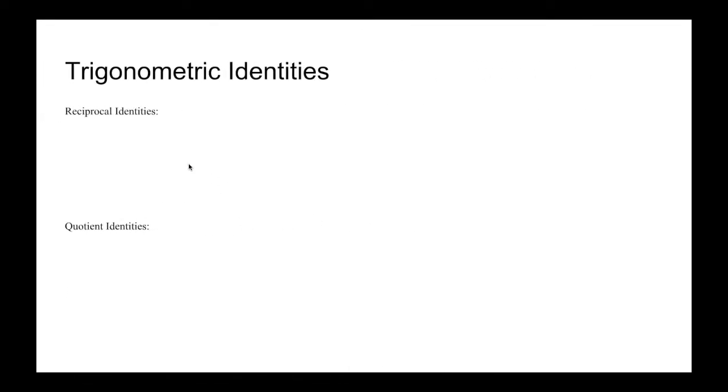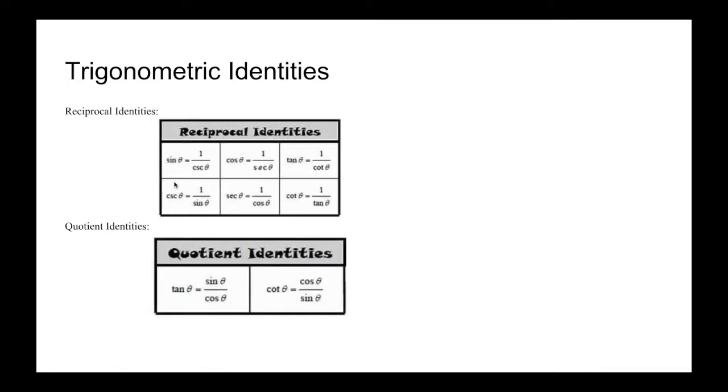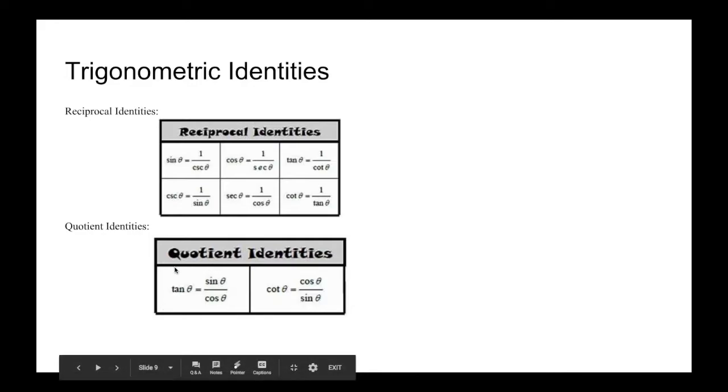Two types of trigonometric identities are reciprocal identities and quotient identities. Some of the reciprocal identities are sine equals 1 over cosecant, cosine equals 1 over secant, tangent equals 1 over cotangent, cosecant equals 1 over sine, secant equals 1 over cosine, and cotangent equals 1 over tangent. In the quotient identities, tangent equals sine over cosine, and cotangent equals cosine over sine.